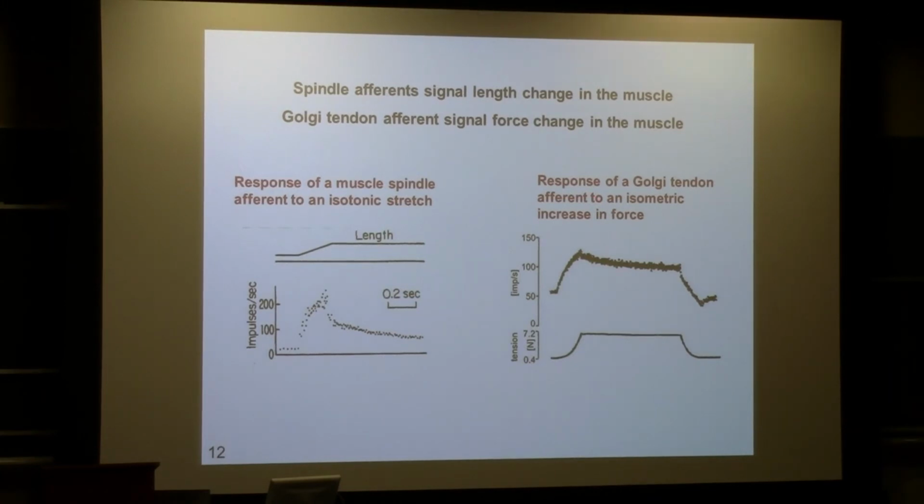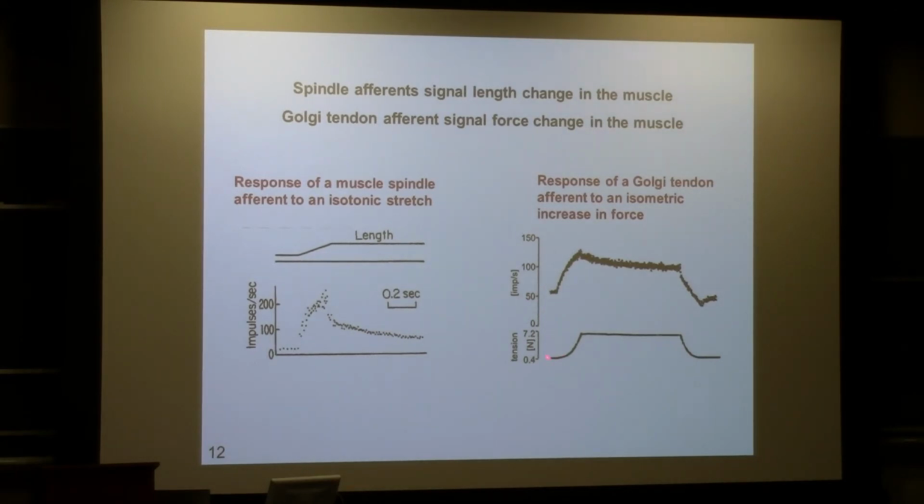On the right, what we have is force change. In this case, the muscle's length isn't changing. It's kept isometrically. But the muscle is generating greater force. So you stimulate the muscle, it generates greater force, and then you ask, how does this force information get transmitted to the nervous system?